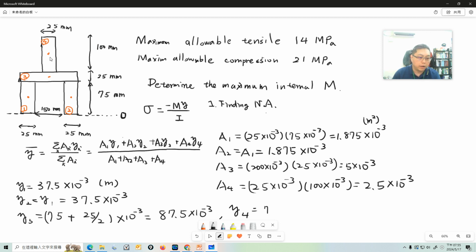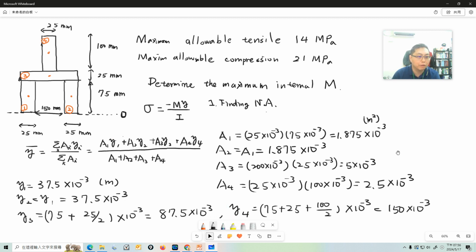So Y4 is 75 plus 25 plus 100 divided by 2, times 10 to the power minus 3. So what's Y4? 75, 25, 50. So it's 150 times 10 to the power minus 3. Okay, so we have Y1, Y2, Y3, Y4, and A1, A2, A3, A4.